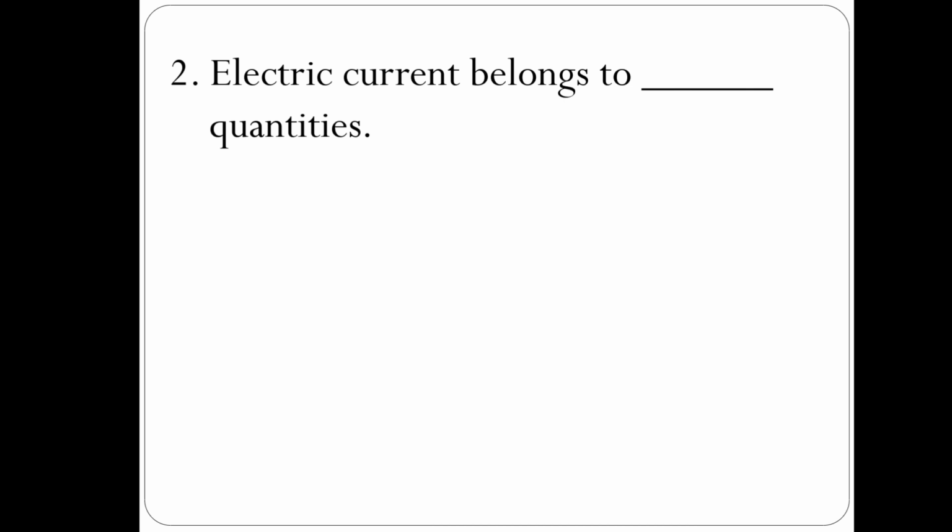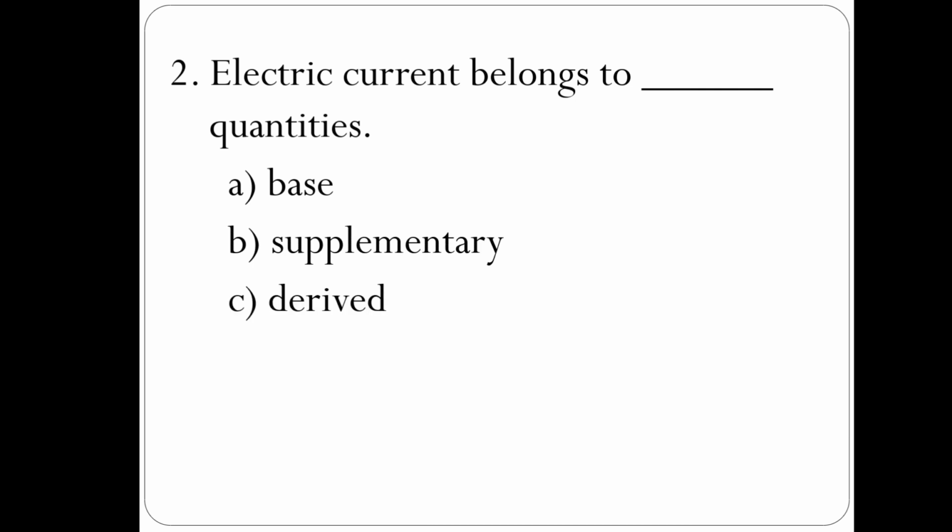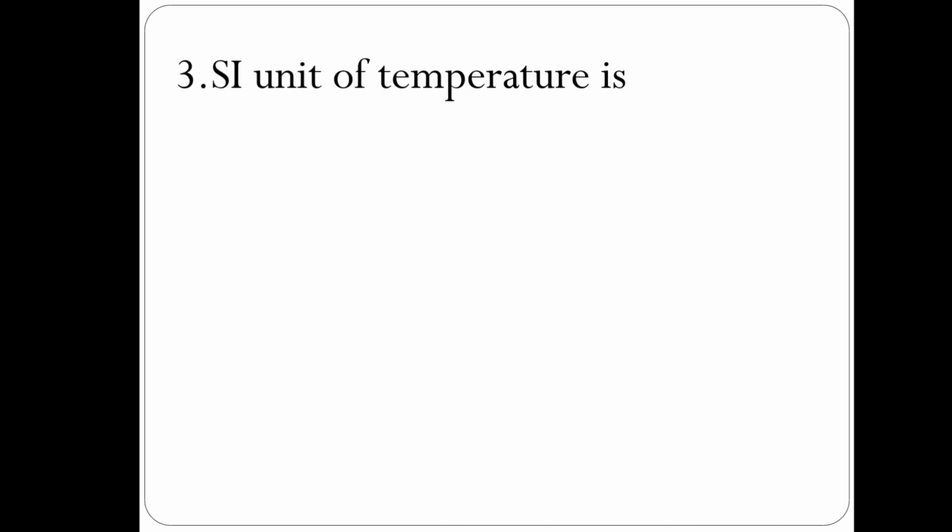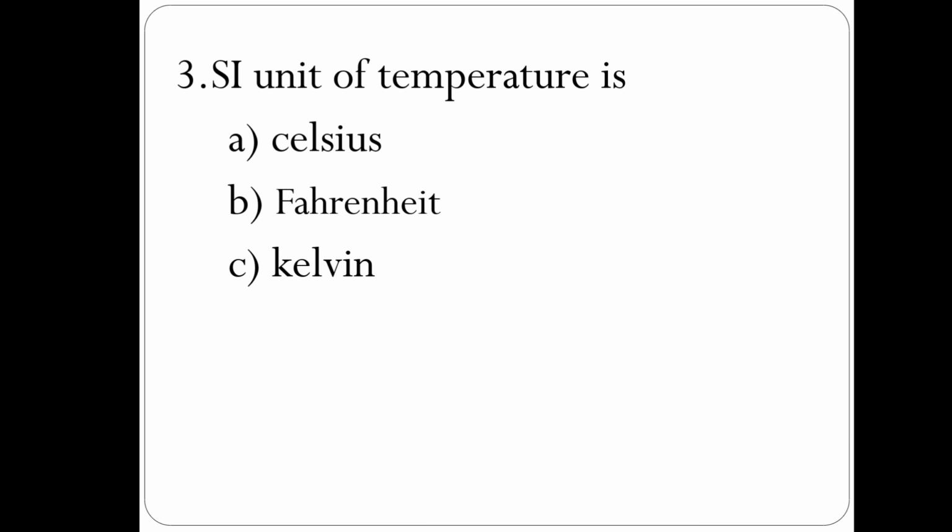Electric current belongs to dash quantities: base, supplementary, derived, professional. Electric current belongs to base quantities. SI unit of temperature is option A Celsius, B Fahrenheit, C Kelvin, D Ampere. SI unit of temperature is option C Kelvin.